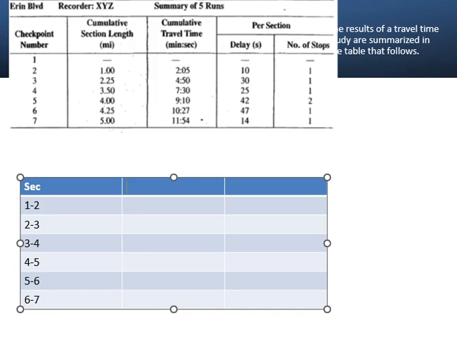Okay, to calculate the travel speed, I need the travel time. To calculate the running speed, I need the running time. And the difference between them is the delay. Clear? Okay. First of all, I will calculate travel time.